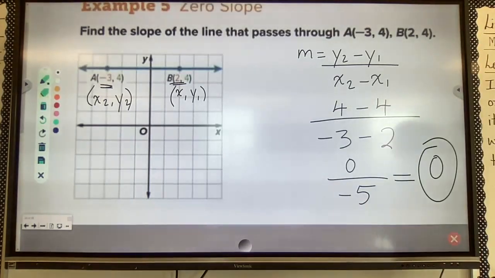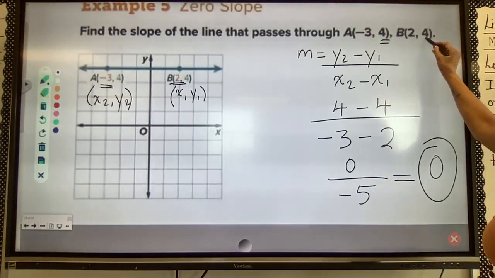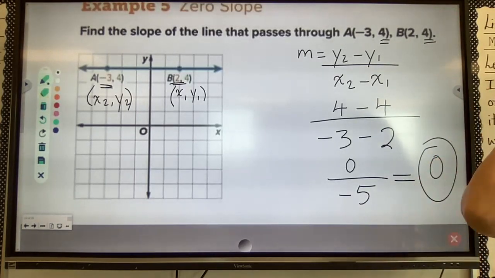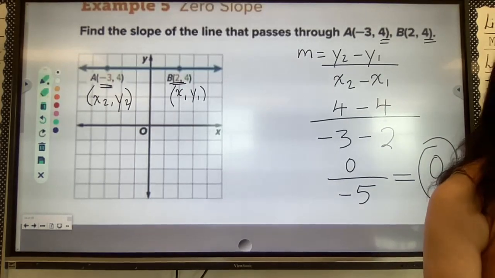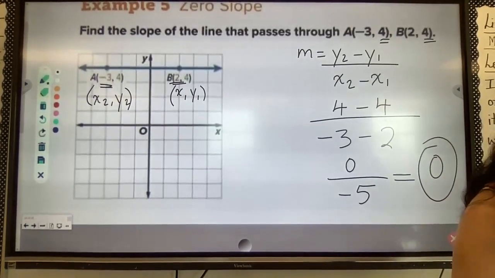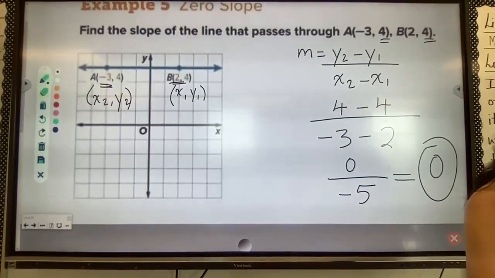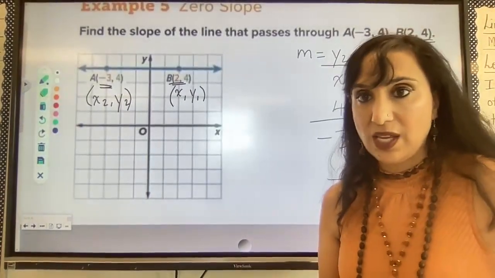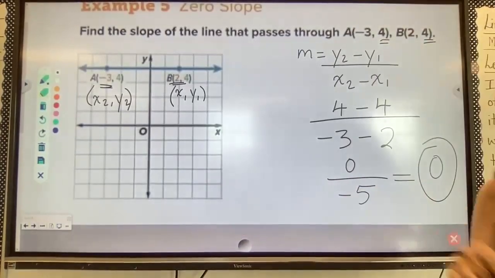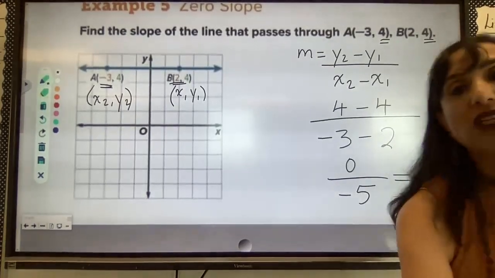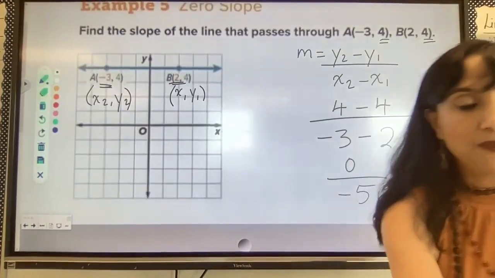So when you're looking at it and your y's are the same, 4 minus 4, that is going to give you a horizontal line, and that tells me that the slope is going to be 0. Why is the slope 0 in this case? As you can see, there is absolutely no change in the y values, so the numerator of the slope ratio will be 0. The x values will change, so the denominator will be a non-zero number. And 0 divided by any non-zero number is going to give me 0.